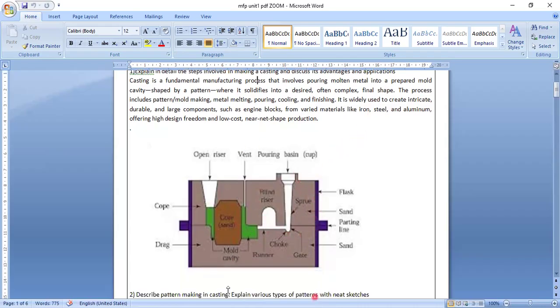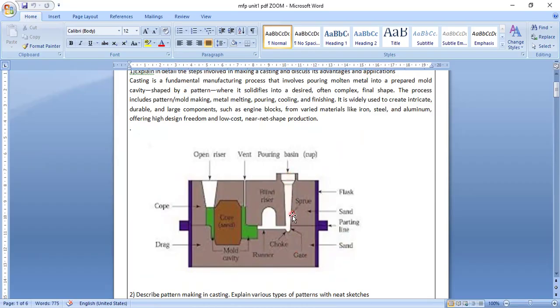Here I'm going directly to the diagram. Here you can see the basin. From this basin, this pipe is called the sprue, and the metal comes directly into this cavity. This cavity takes the shape of this mold. The upper part of this portion is called the cope, and the lower part is the drag. Both are joined together, and this is a flask. Everything here is sand, because sand absorbs heat. This is the parting line.